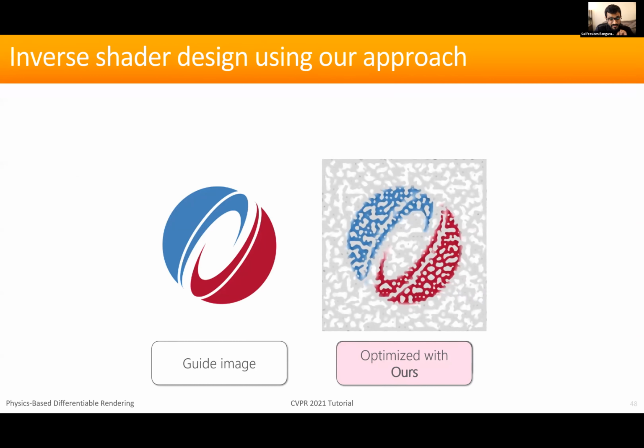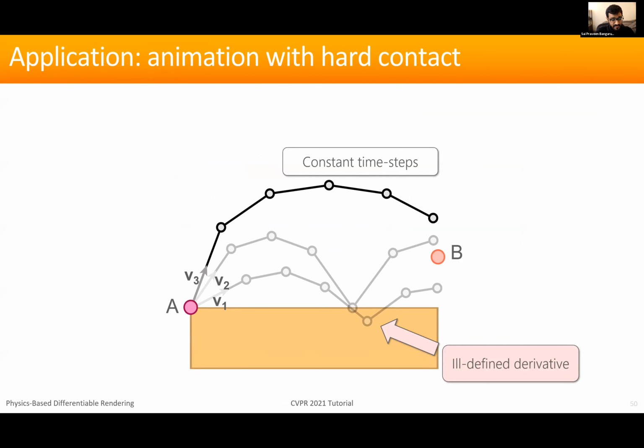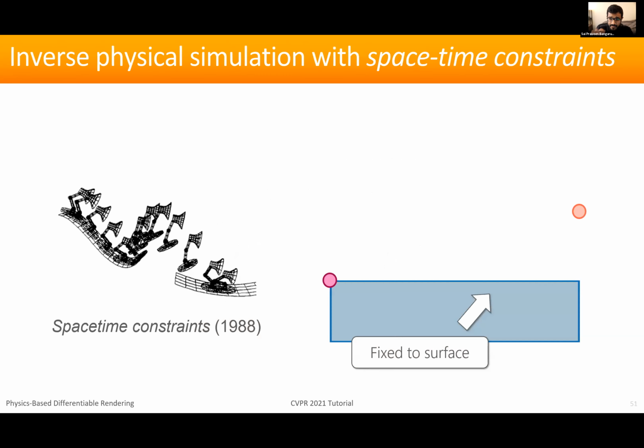So for our last example, we try to animate a bouncing ball between two points, A and B. Usually in graphics, you would try to simulate this using a constant time step ODE, and then try to differentiate the endpoint to match point P. But if you try to do this, the ball can penetrate under the floor and result in unstable derivatives.